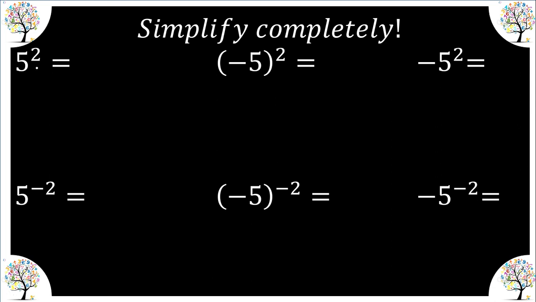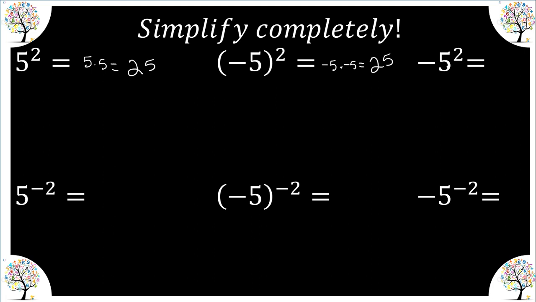Let's go through these three. We can see these are very similar, but let's identify the base. In number 1, my base is 5. So I have 5 times 5, and I get 25. In my second example, we have negative 5 raised to the power of 2. Negative 5 is the base, so I expand the negative, and we get positive 25.